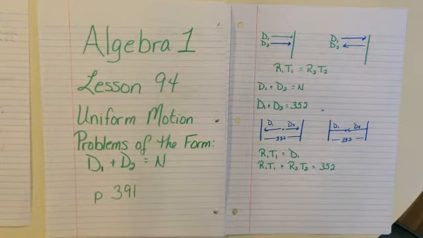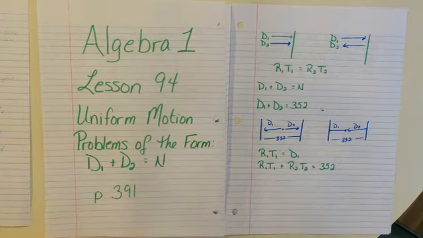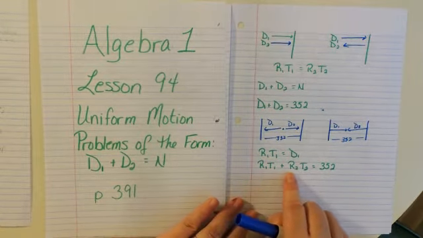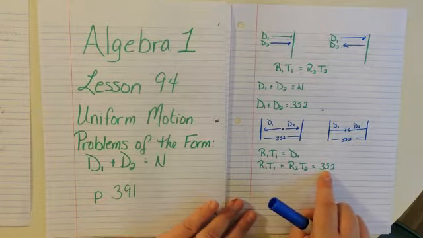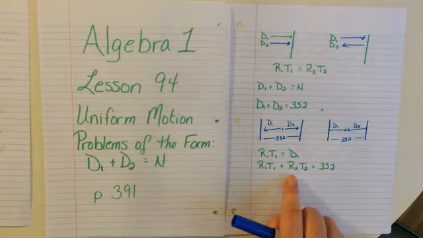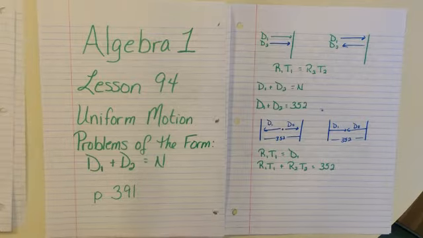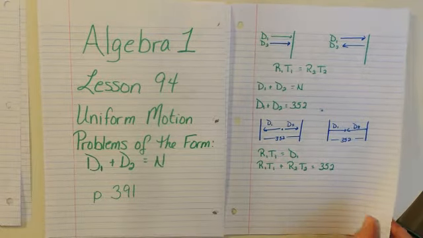So when we write this down, rate 1 times time 1 still equals distance 1. So we're going to say rate 1 time 1 plus rate 2 time 2 equals 352. I have the hardest time not saying R2D2. R2T2. Alright, so here is our first example.